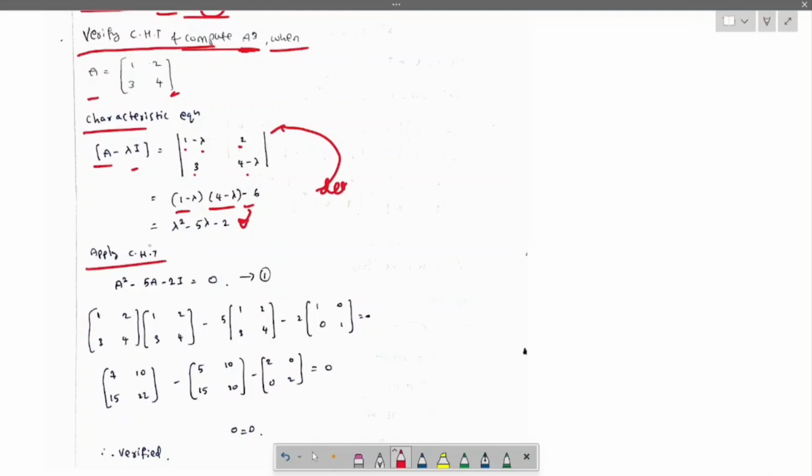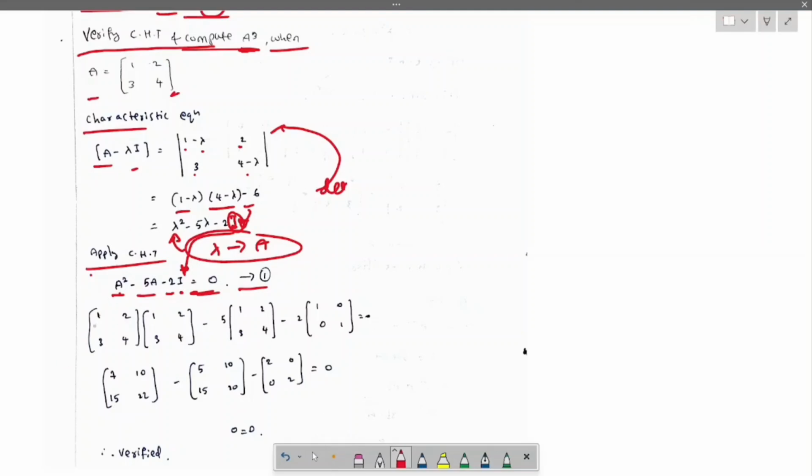Now apply the CHT. How we apply it, as we just saw, is by replacing lambda with A. When we replace lambda with A in this equation, it turns into A square minus 5A minus 2. Here you can write it with I, because when we are adding matrices, I was ignored. When you turn it into a matrix, you need to replace the constant with I, which equals 0. Keep this as equation 1.